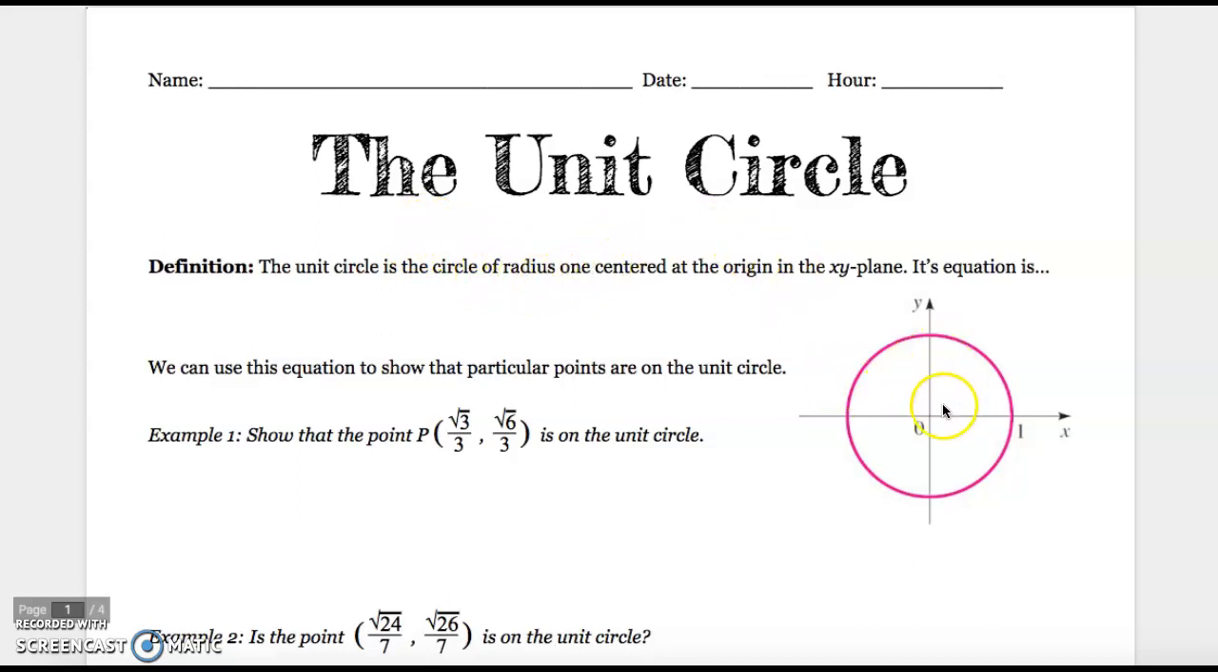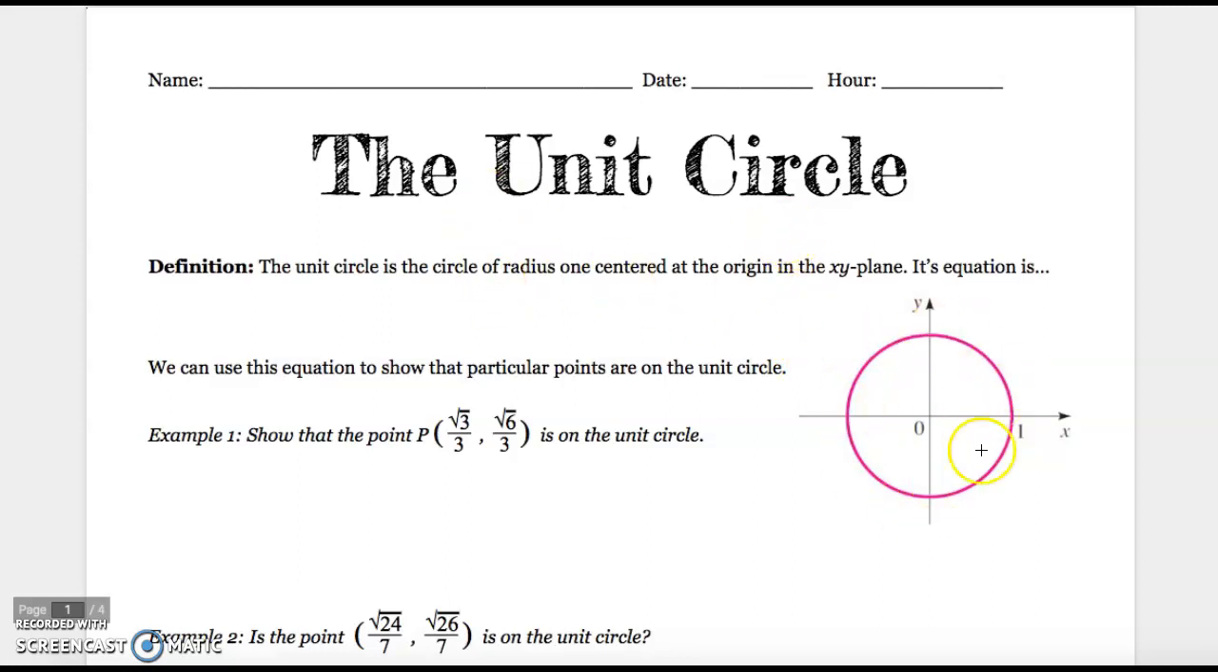So that means that no matter where you draw a line from the origin to any part of the outside of the circle, all of those are going to have a length of 1. And it's centered at the origin in the xy plane.